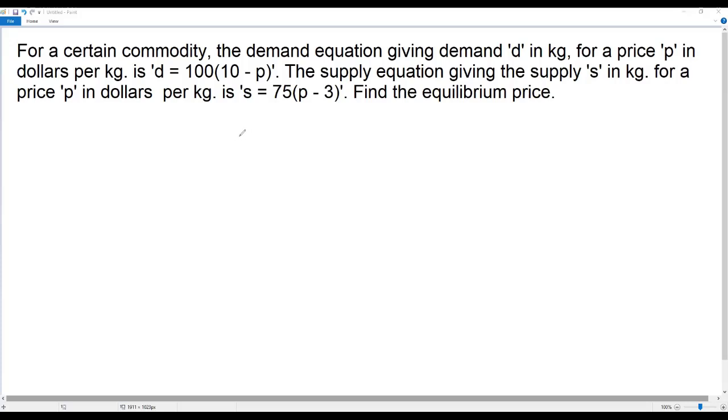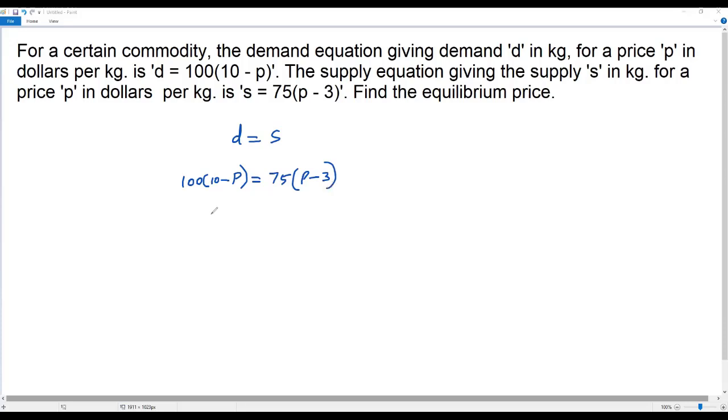Now let's equate the demand and supply. For demand D, we have the expression 100 times 10 negative P, so we can plug in this expression for D over here. And for supply, this is the expression we can plug in for S over here. So I'm getting 75 times P negative 3.